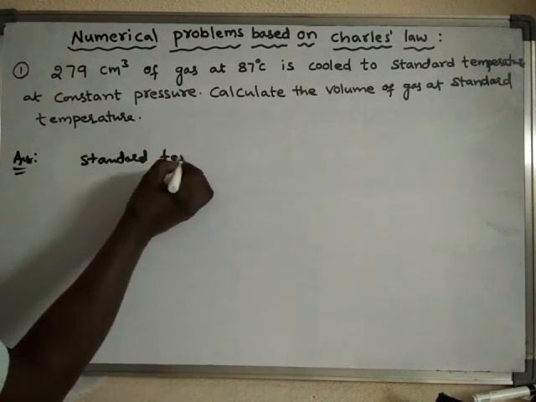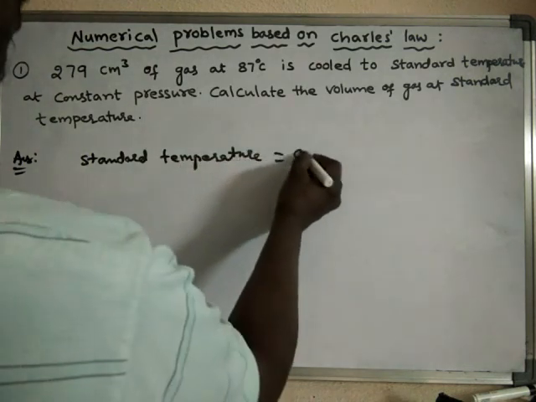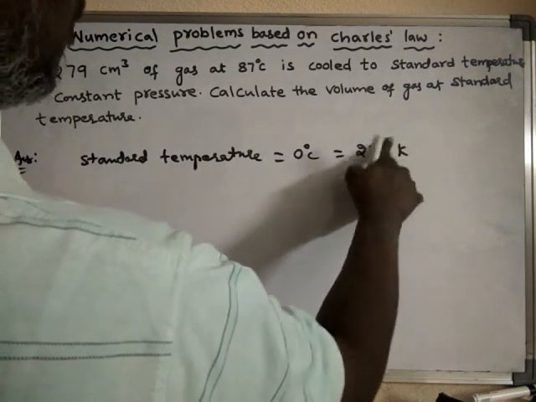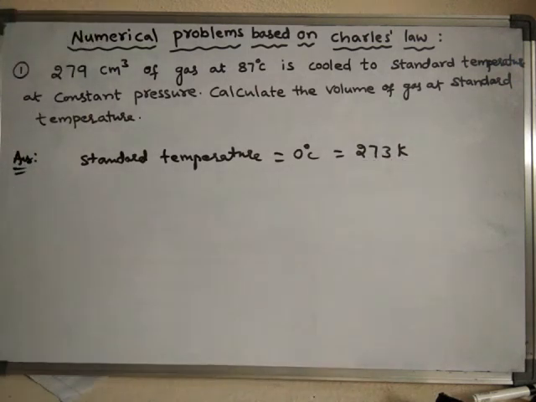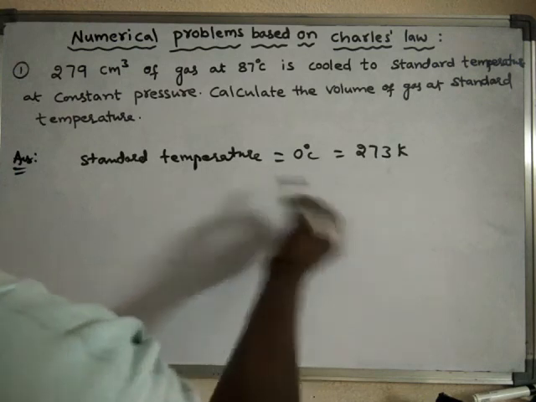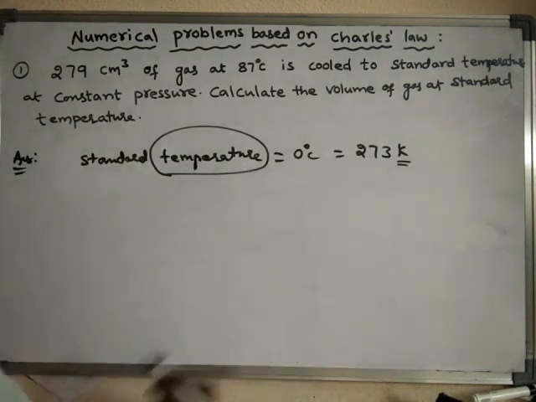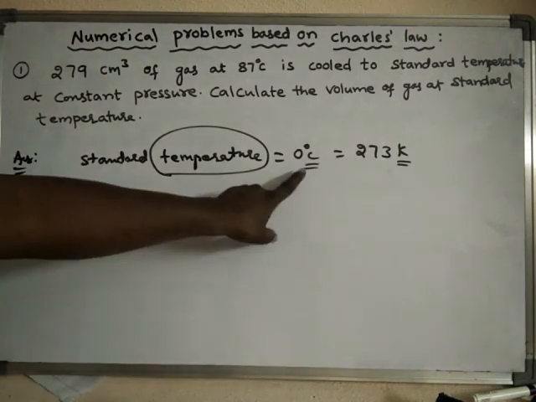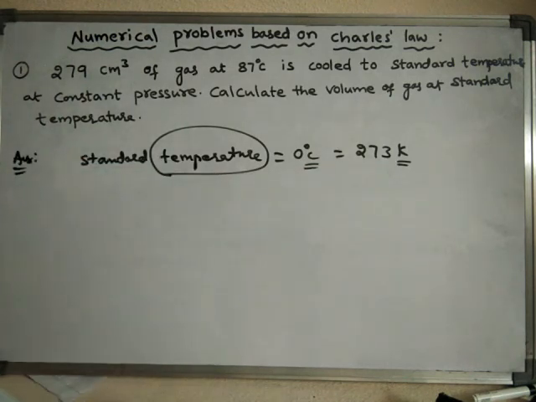Standard temperature, we already know what standard temperature is. Standard temperature is equal to 0 degrees centigrade, or else 273 Kelvin. One thing we have to remember is that in all calculations, the temperature should be taken in kelvins, not in degrees centigrade. Though it is mentioned in degrees centigrade, we have to convert it into Kelvin.